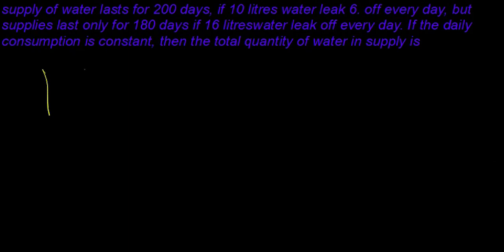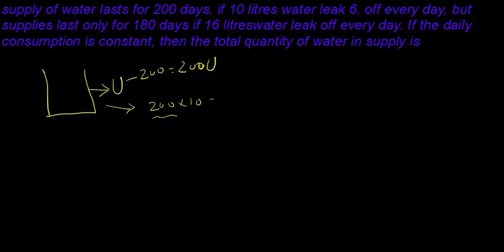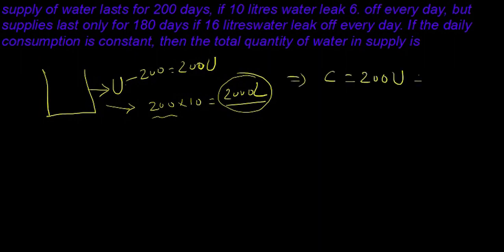Let's say this is your water tank, and for 200 days, 10 liters of water leaks off every day. Let's say that you are using a particular U amount of water every day. So in 200 days, you are going to use 200 times U. Each and every day 10 liters of water is leaking, so 200 days times 10 liters means 2000 liters of water gets leaked in these 200 days. So we can say the capacity of this cistern is 200 times U plus 2000 liters. Now there is another pattern.